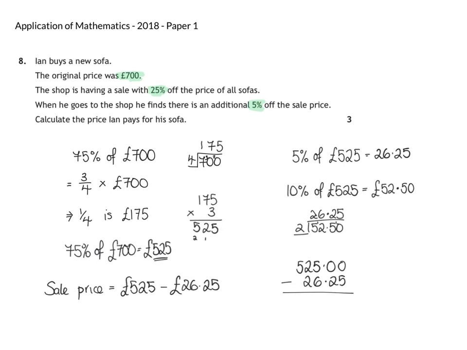You can obviously do it in your head if you're confident. So 0 take away 5. Here we can't do that, so we're going to have to go all the way to this 5 to take 1 from there. So we take 1 from the 5 and it becomes a 4, and give 1 to the 0, so the 0 becomes a 10.